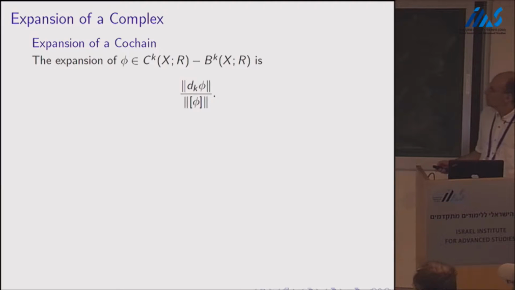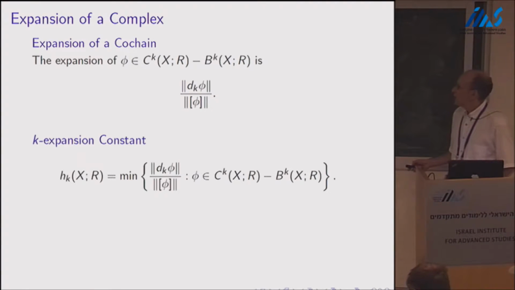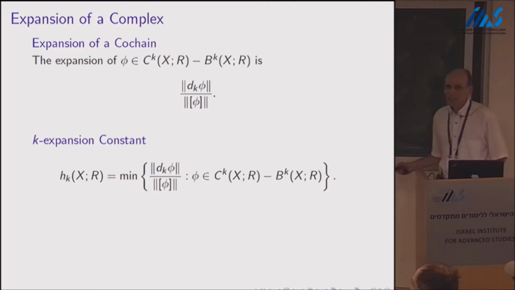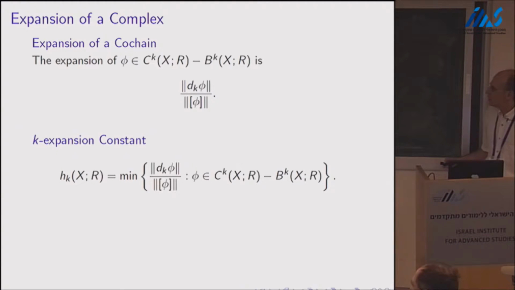Okay, and now we come to the main definition. If we have a cochain in Ck, which is not a coboundary, we define the expansion of this cochain as the dk phi Hamming norm, normalized by the cosystolic norm of phi. And minimizing over all such phis gives us the expansion of the space.